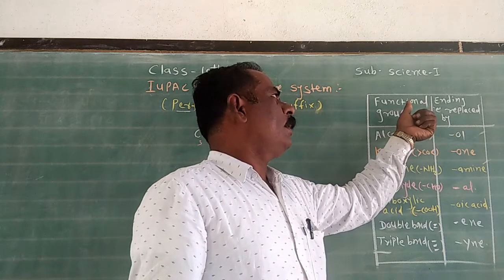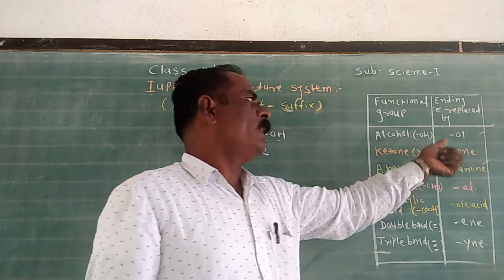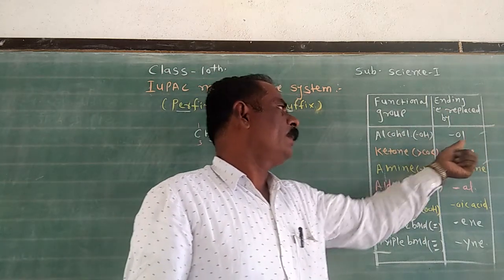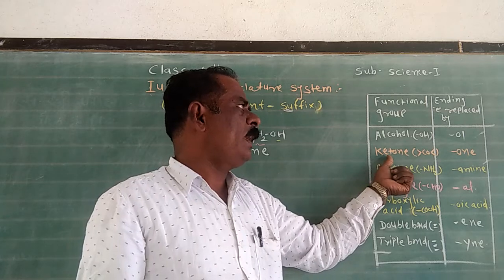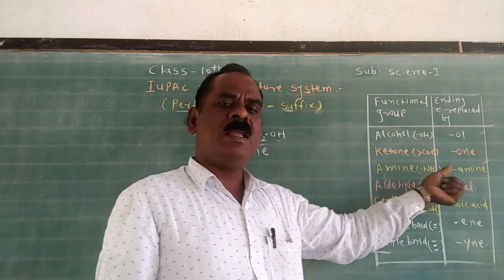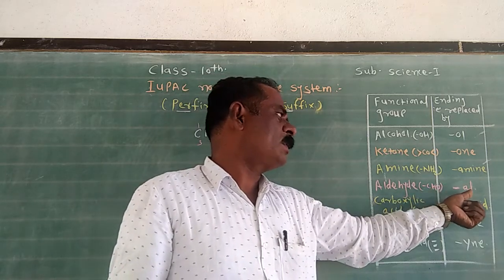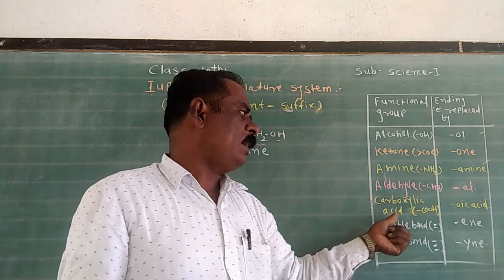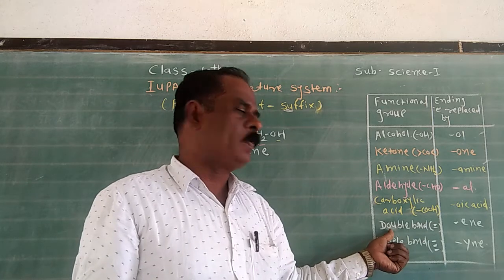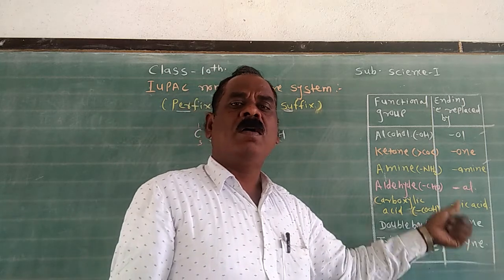Here the name of the functional group is given, and in the second column the ending that replaces it. If an alcohol is present, then the ending E of the alkane is replaced by OL. If a ketone group is present, E is replaced by ONE. If an amine functional group is present, the ending is replaced by amine. If an aldehyde CHO group is present, the ending is replaced by AL. If a carboxylic acid is present, the ending is replaced by OIC acid. If a double bond is present, acting as the functional group, then E is replaced by ENE. If a triple bond is present, the ending is replaced by YNE.